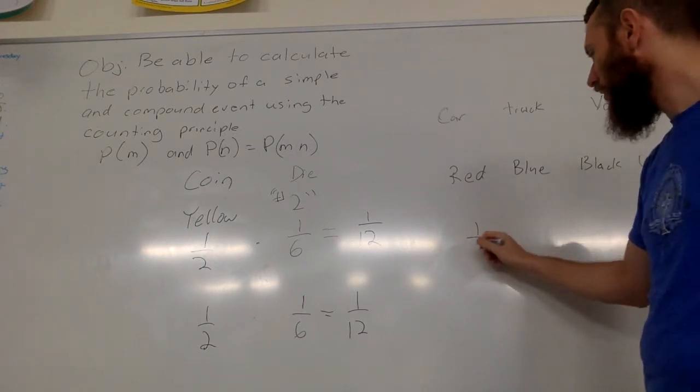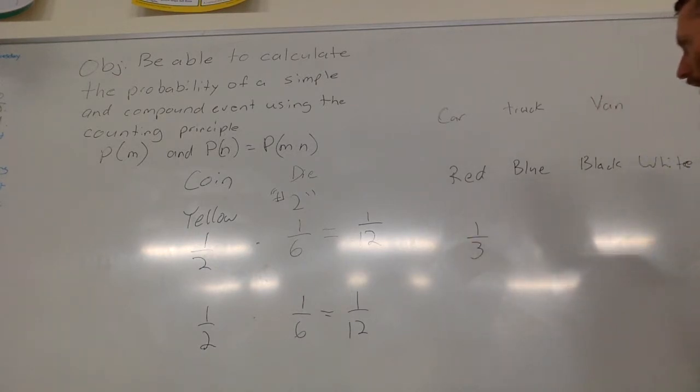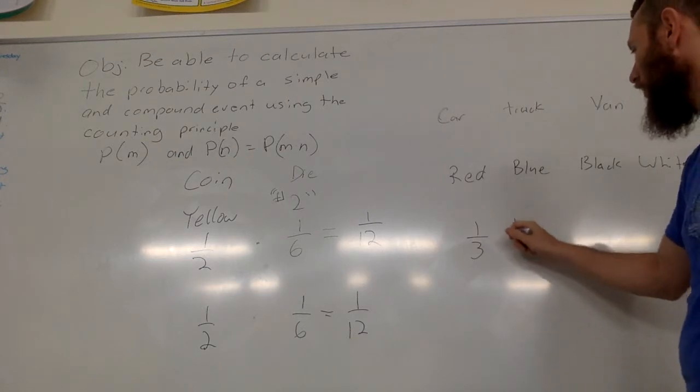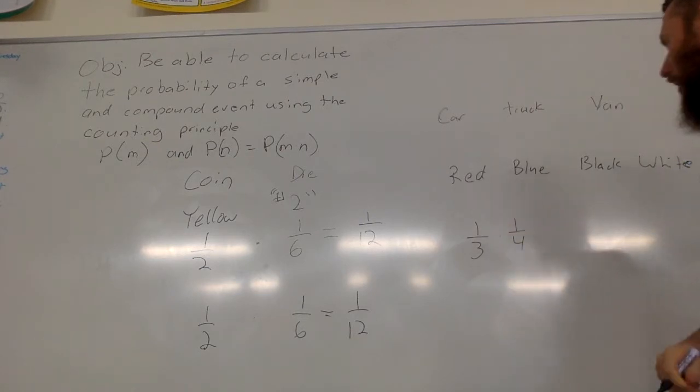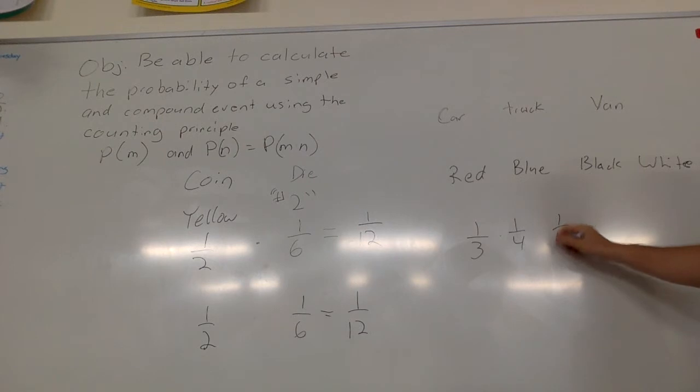Well, there's a 1 in 3 probability that it's going to be a truck, and there's a 1 in 4 probability that it's going to be blue, so there's a 1 in 12 probability that I get a blue truck. It may be a dumb example, but it's the best I can come up with. Anyway, that is the counting principle.